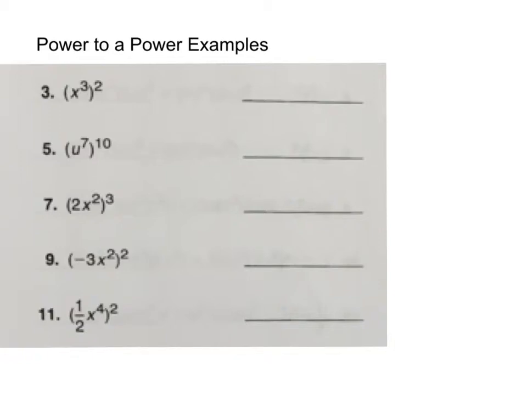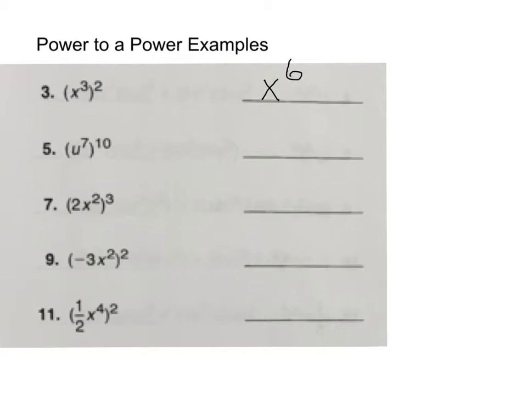All right, so these examples I've got on the screen are examples of power to a power. In this case, we've only got one base. The base is what? X. And I've got the exponent 3, so I've got x cubed being raised to the second power. So I've got a power being raised to another power. And so in this case, it's going to be x to the what power?